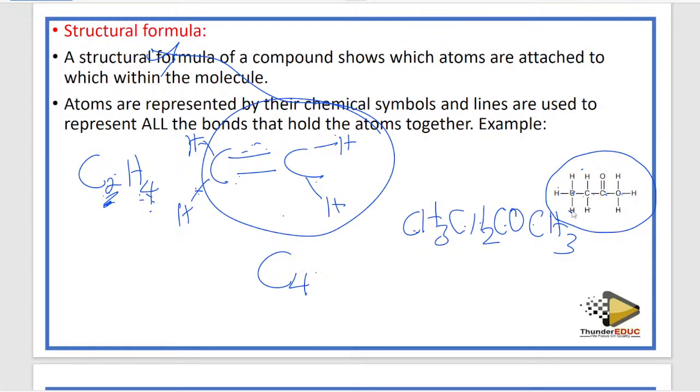How many hydrogens do I have? Let me start from here. 1, 2, 3, 4, 5, 6, 7, 8. I write hydrogen 8. How many oxygen do I have? It's 1. It becomes that. So this becomes the molecular formula. This becomes the condensed structure formula. And then this becomes the structure formula. So you will get it right.